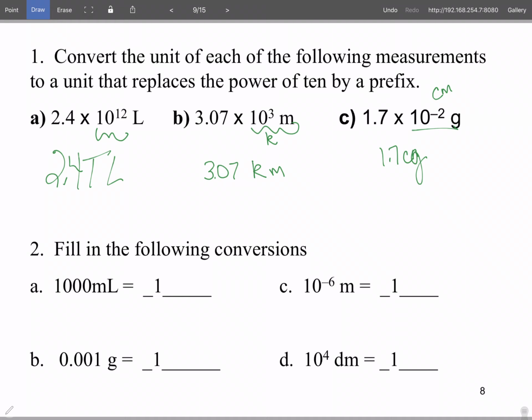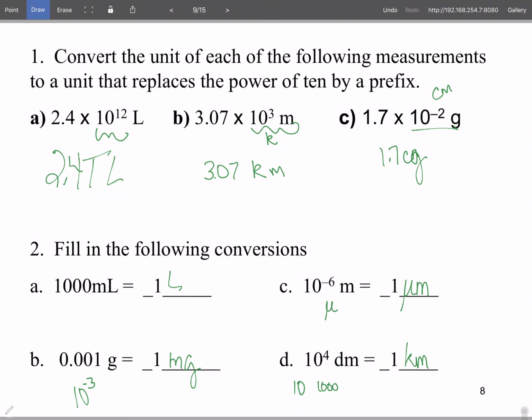So if we look at this, 1,000 milliliters is 1 liter. 0.001 grams, another way to look at that is 10 to the minus 3. So that'd be a milligram. Okay, 10 to the minus 6. So we're talking micro. Micro is like a U. So that'd be 1 micrometer. Okay, and remember, micro is smaller, so it gets a bigger number. Okay, 10 to the 4th decimeters. A decimeter is 10 to the minus 1, so that'd be 10 to the 3. So actually that comes out to be 1 kilometer.